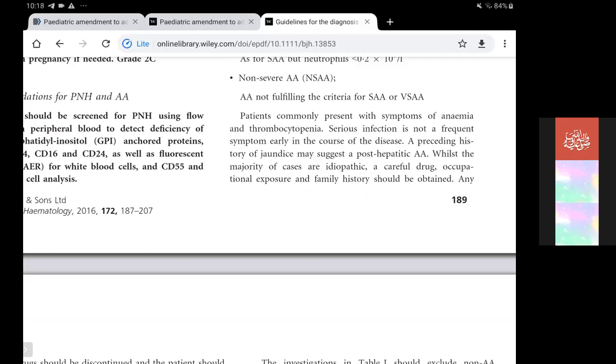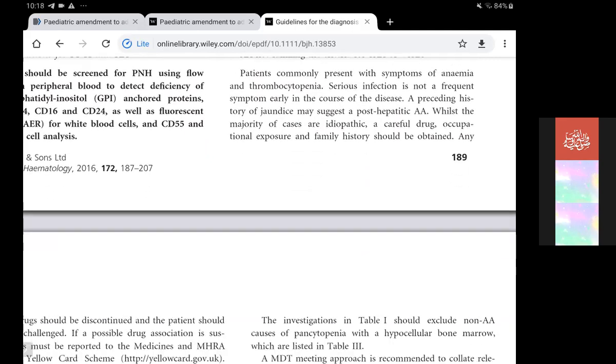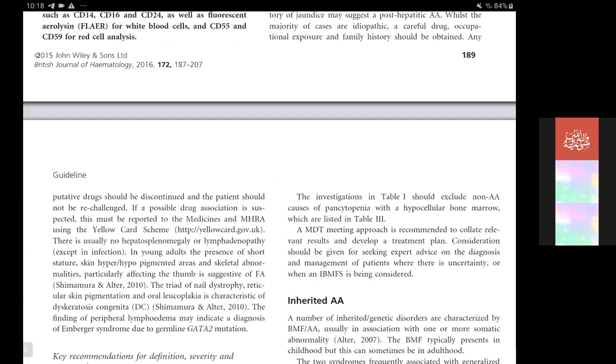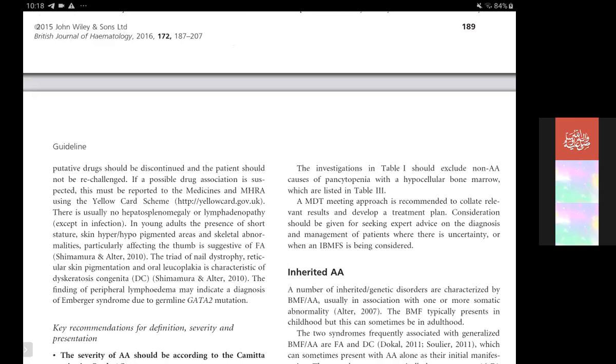When patients present, we have to first of all rule out other causes and take a careful history of drug, occupation, and family history. So drug history, occupational history, and family history should be carefully taken. In the general physical examination, look for signs of anemia, any petechiae, and we should rule out hepatosplenomegaly or lymphadenopathy. They usually shouldn't be there, except in infections, when you may see them.